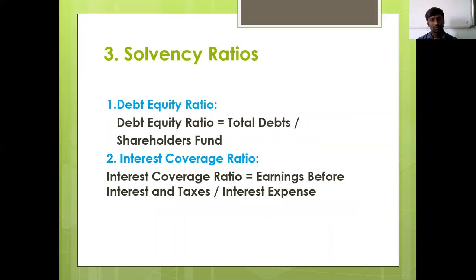The third category is the solvency ratio. The solvency ratio has two major categories: the debt equity ratio and the interest coverage ratio. Debt equity ratio equals total debts divided by shareholders' fund. The next one is the interest coverage ratio, which equals earnings before interest and tax divided by interest expenses.